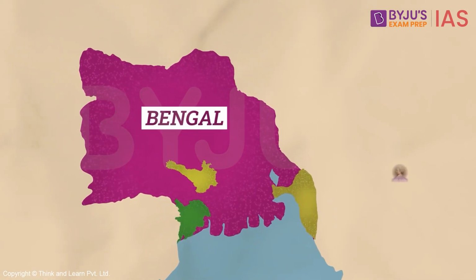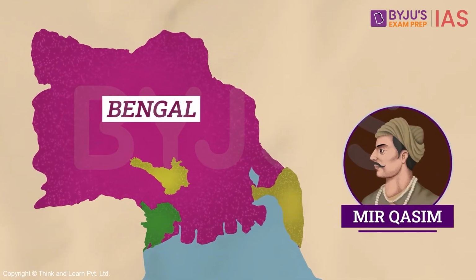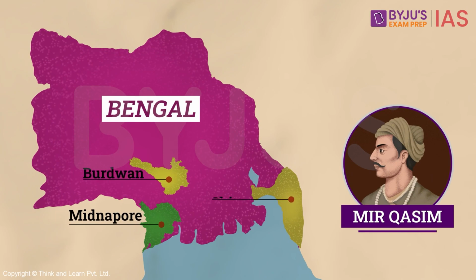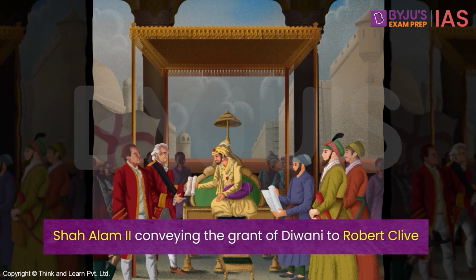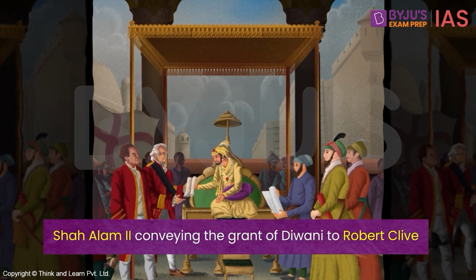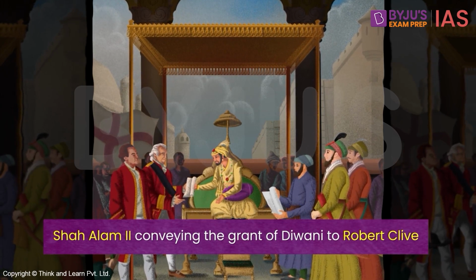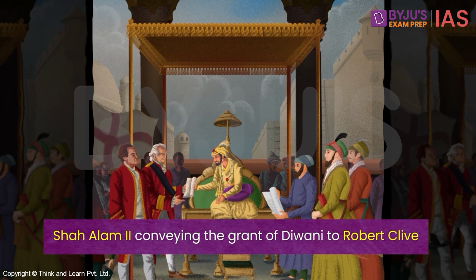As per the treaty, Mir Qasim handed over the regions of Midnapur, Bardhaman, and Chittagong to the English for maintaining their army and also permitted duty-free trade in Bengal. Meanwhile, the Mughal Emperor Shah Alam II gave the English the Diwani of Bengal, Bihar, and Odisha.